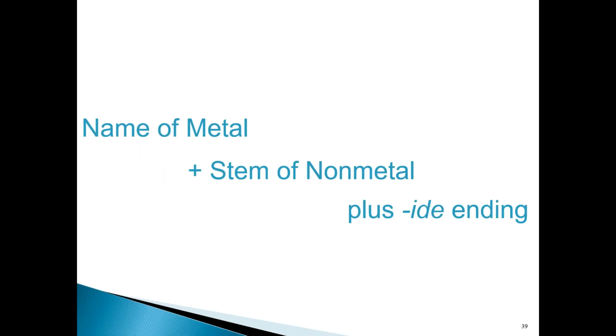So to summarize, this is what we do in order to name binary ionic compounds. We start off with the name of the metal, then the stem of the name of the nonmetal, and then it ends with IDE. So this is a summary of how we go about naming binary ionic compounds.